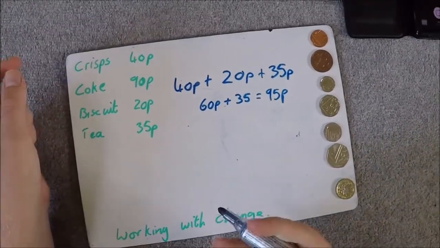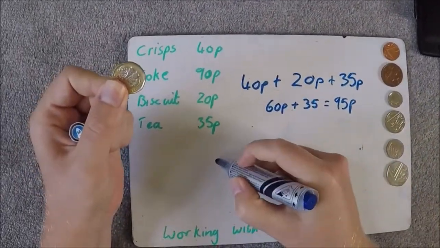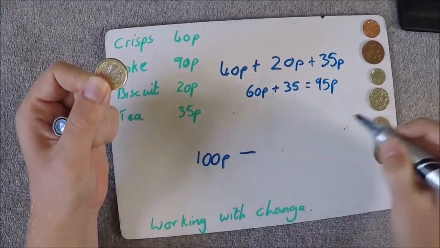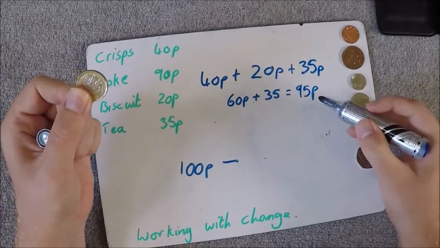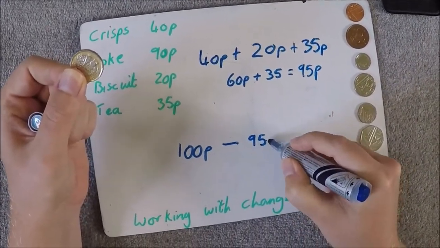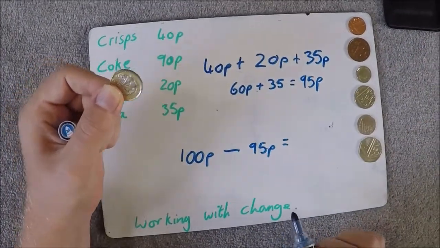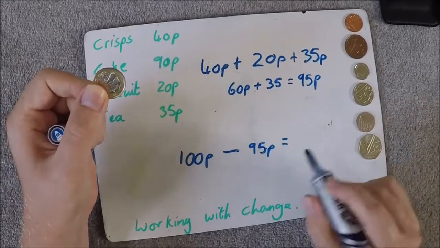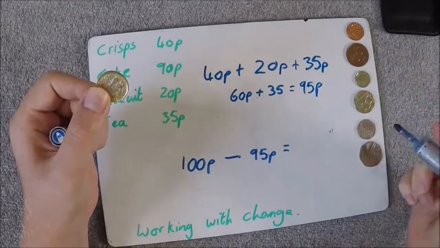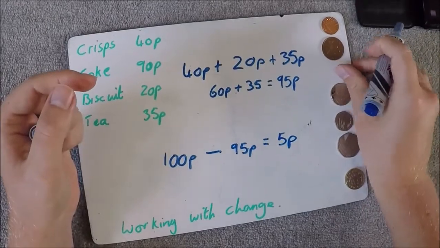Now, I might hand over a note, but I'm going to pay, again, with my pound coin. So remember, a pound is 100 pennies. Take away what it is that it's costing us to buy. So 100 take away 95. Remember, I'm putting the p every time so I know what I'm working with here. Well, 95 is only 5 away from 100, so the difference is 5p. So our change that we're going to get back is 5p.